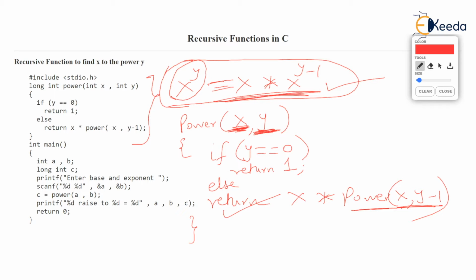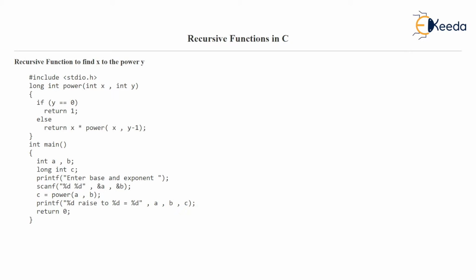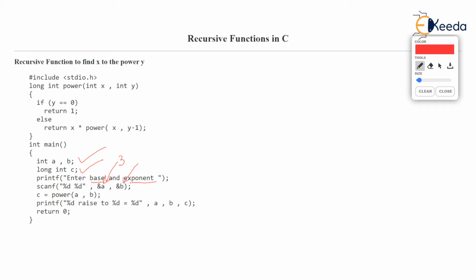Here again, I have used a long int power function because x raised to y can be a very large number. So I have returned a long int from the function. Okay, let's see this program in execution. Rather, we will execute it on paper. Imagine two variables in main, a and b, and c is a long int. Then we are asking the user to enter base and exponent. Let's say a entered by the user is 3, and b is 2. So the user is interested in finding 3 raised to 2, which is 9.